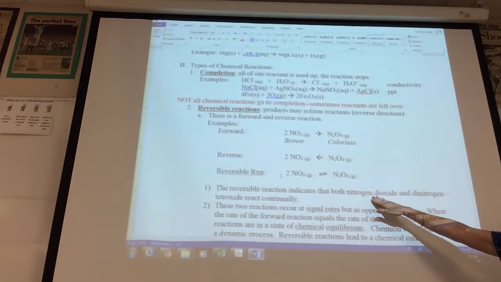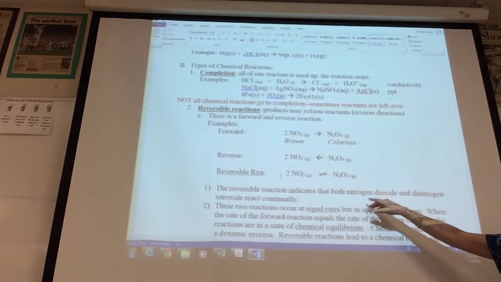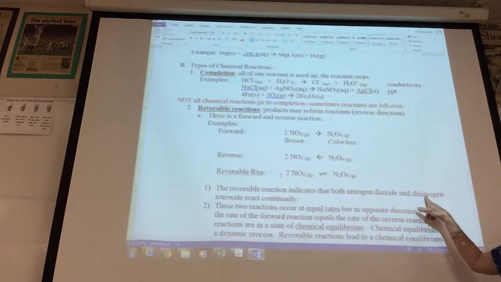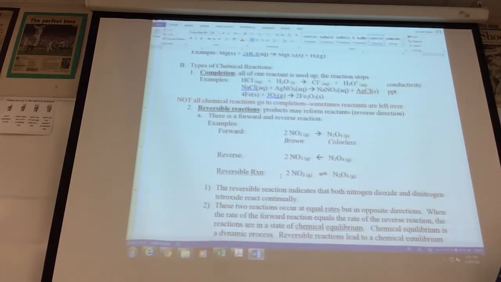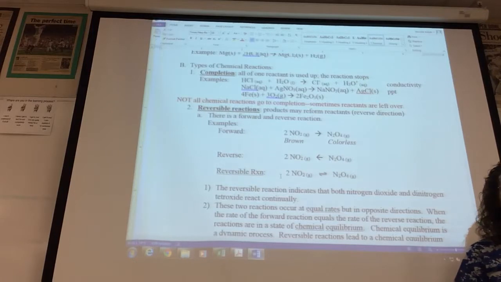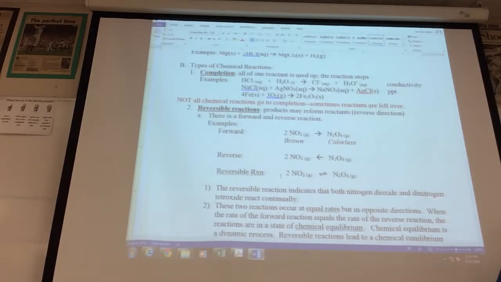It indicates that both nitrogen dioxide and dinitrogen tetroxide react continually. So it goes forward and backward and forward and backward. You can think of it in terms of maybe bees going in and out of a hive. They don't all just go in.